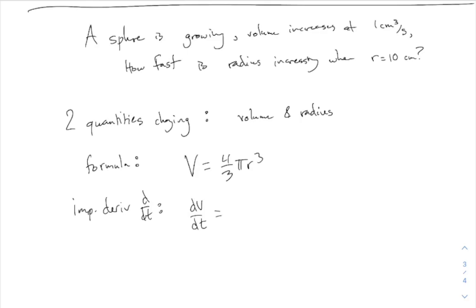And then on the right side, 4/3 pi r cubed. 4/3 pi is just a constant, so that stays like it is. And then when I get to r cubed, the implicit derivative of r cubed shall be 3r squared times dr dt. That's how we do the implicit derivative.